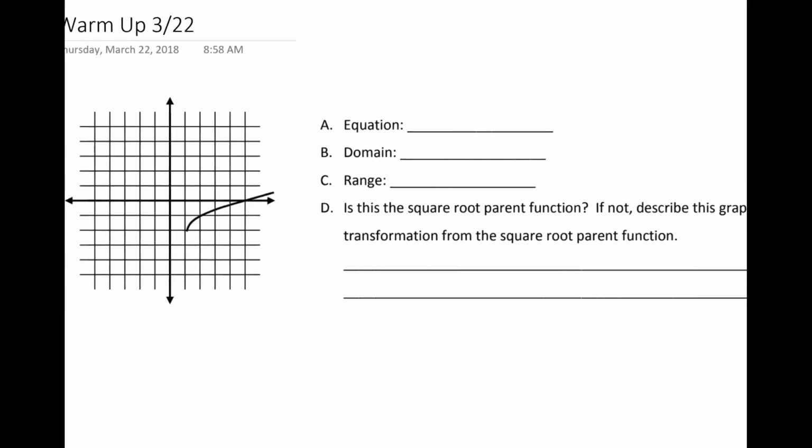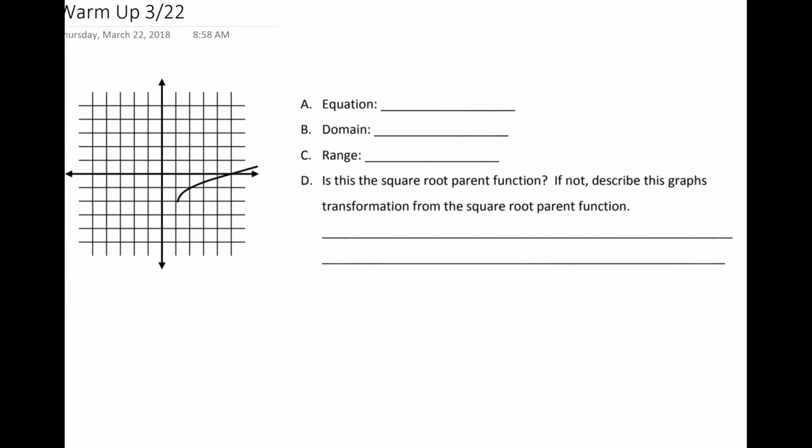I don't like this. All right, so what is the first thing? Shh. What do you think the first thing we should be looking for here is?